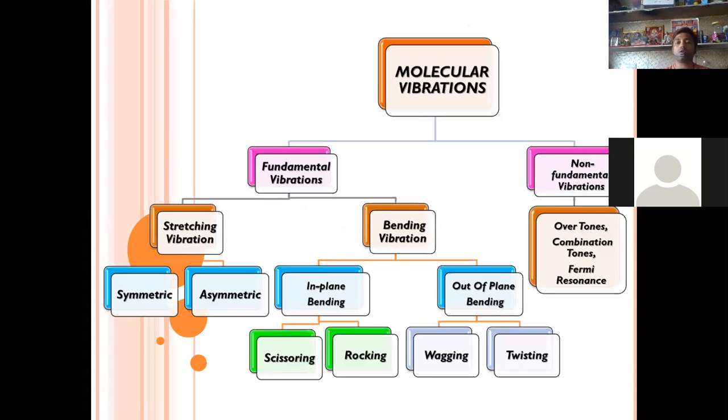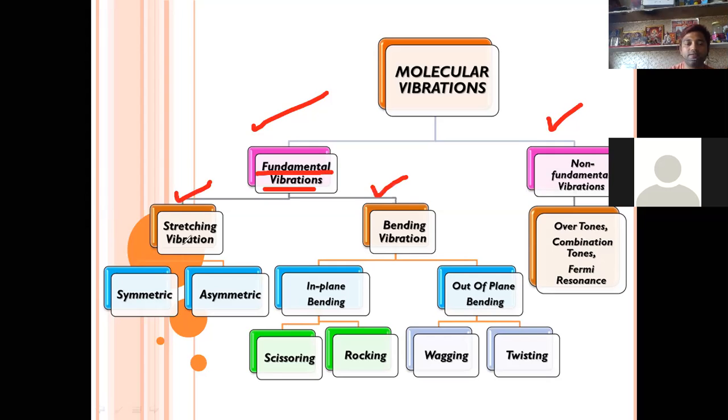Now we come to molecular vibrations. There are two types of molecular vibrations: fundamental vibrations and non-fundamental vibrations. The fundamental vibrations are again classified into two groups: stretching vibrations and bending vibrations. In stretching vibrations, we have symmetric and asymmetric vibration. In bending vibration, we have in-plane bending and out-of-plane bending. In in-plane bending, we have scissoring and rocking, and in out-of-plane bending, we have wagging and twisting.